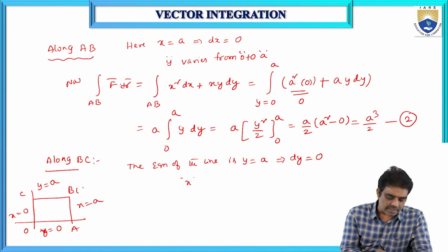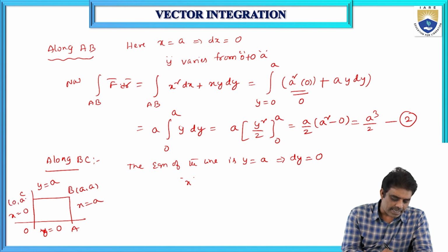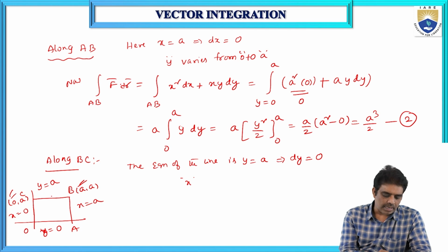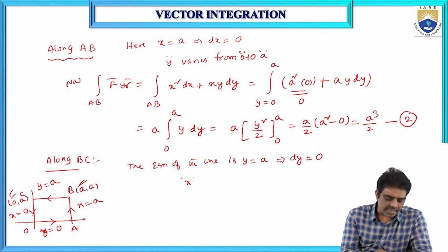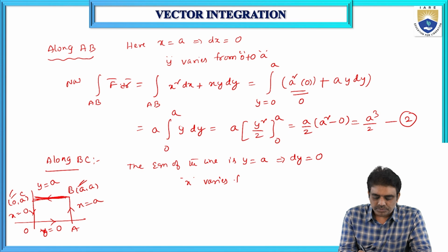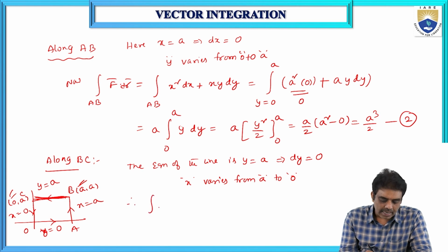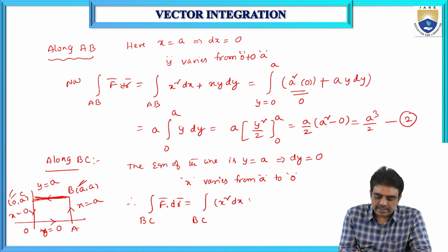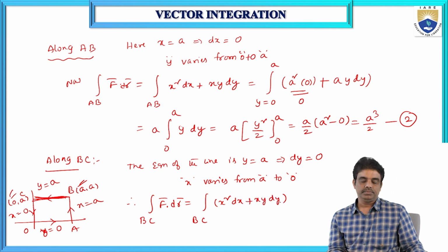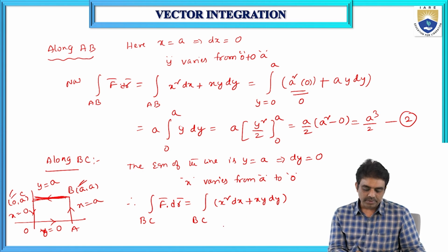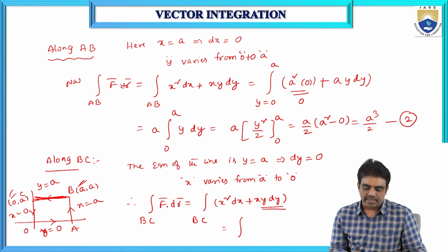But here x is a variable. This is a comma a and this is 0 comma a. X varies from a to 0. I have to take the direction also. So x varies from a to 0 because it is moving in this direction. Therefore, the integral along BC of f bar dot dr bar is equal to the integral along BC of x square dx plus xy dy. So here y is equal to a, dy is equal to 0. The second term is completely 0. Only the first term gives the value, x square dx from a to 0.